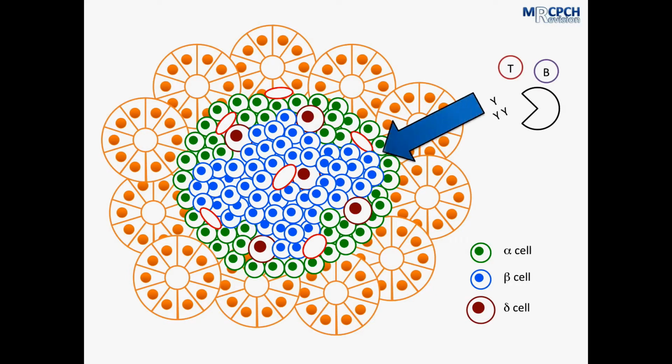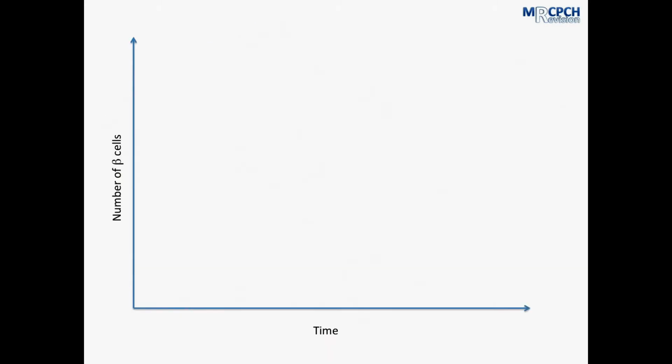So here we have the autoimmune complexes entering the islets, and that leads to a progressive destruction of the beta cells, and as this occurs, the amount of insulin secreted by the pancreas falls. So let's take a look at that in a bit more detail.